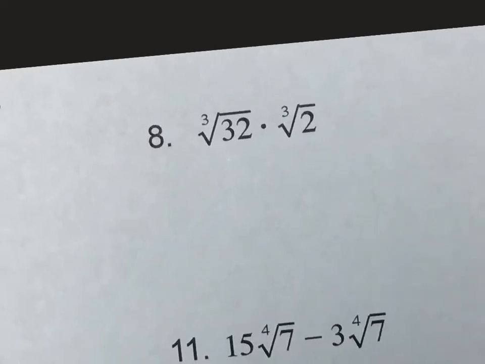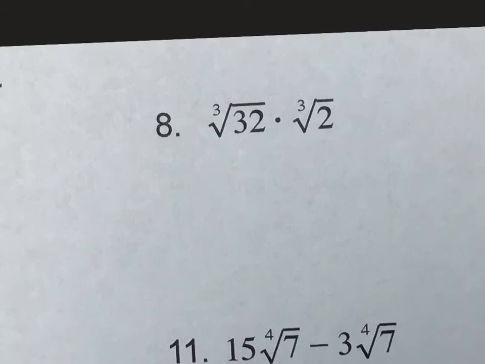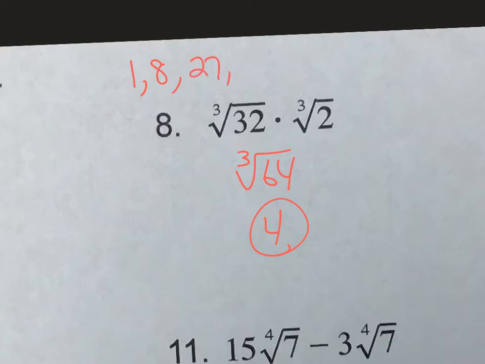Number 8, they're both cube roots. You're allowed to multiply those. So if you multiply 32 times 2, you get 64. 64 happens to have a cube root, which is 4. You might want to write these numbers down. 1 cubed, 2 cubed, 3 cubed, 4 cubed, 5 cubed, 6 cubed. You're going to need those numbers. All you got to do is punch them in your calculator to get those. You have to memorize them, but you're going to see those numbers a lot with cube roots.